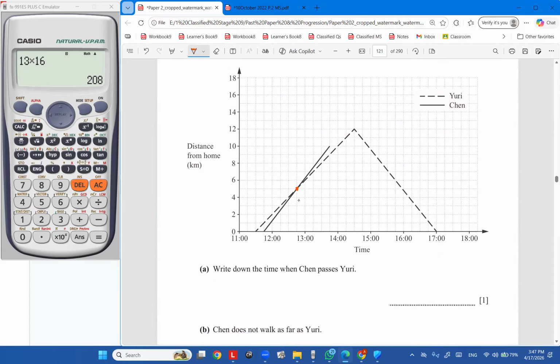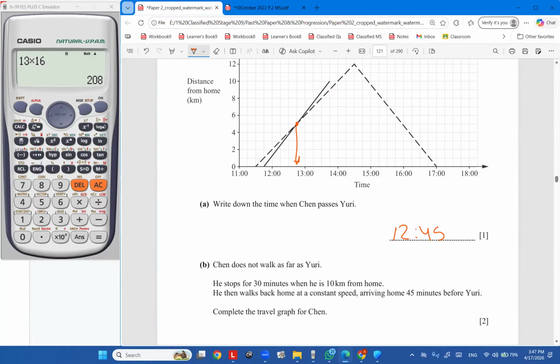Look at this. They meet over here, right? Which is what time is this? 12:15, 12:30, 12:45, 13. So it's 12:45. Chen does not walk as far as Yuri. He stops for 30 minutes when he is 10 kilometers.